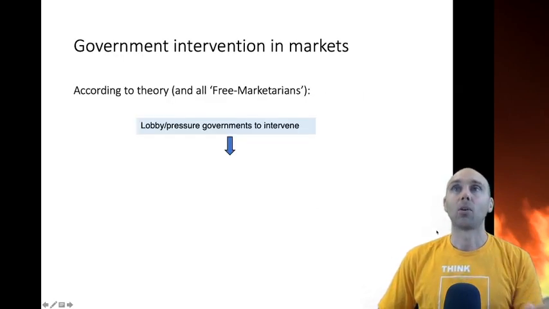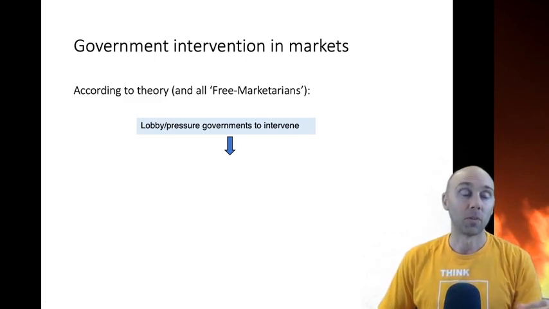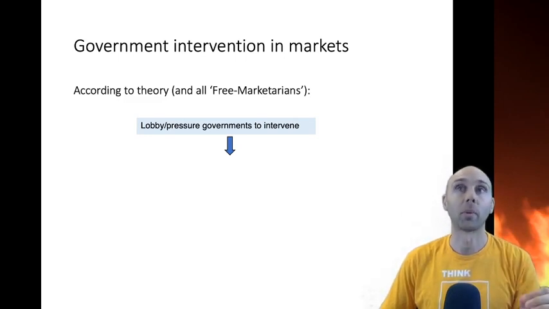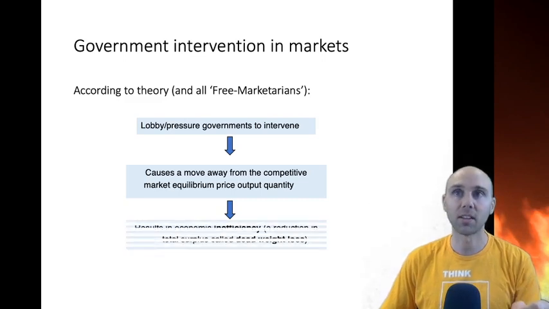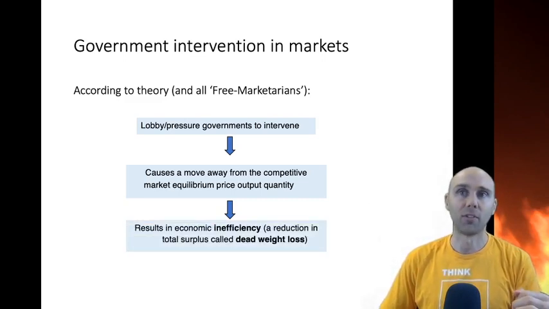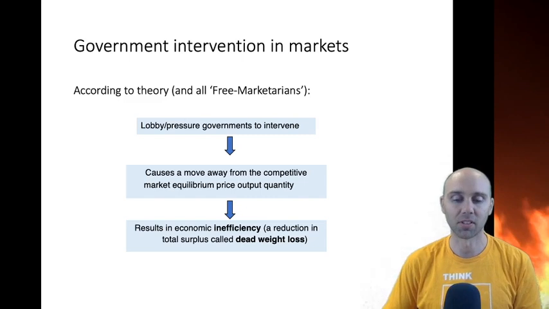Now, according to the theories that we've seen so far, which have been adopted by at least one side of the political economic landscape, those who believe in free markets, if you lobby and pressure governments to intervene, this should lead to a move away from this equilibrium price that we've seen is the best that our market can do. So that will move us away from the equilibrium price and quantity, which must lead to an economic inefficiency, which we will call a deadweight loss. That is a reduction in the total surplus to society.